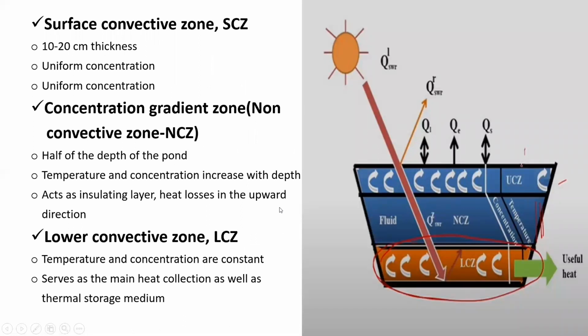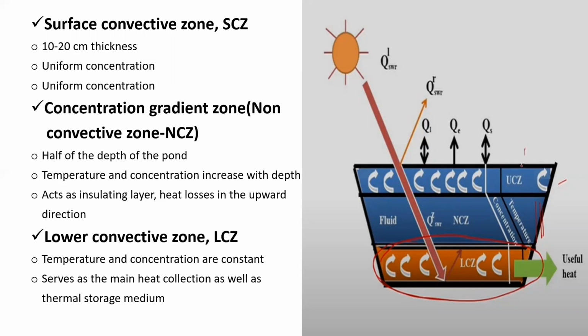In the non-convective zone, when we go downwards, the concentration and temperature always increase. There is no convection, so heat is maintained there, and it acts as an insulation layer almost, and prevents heat losses in the upward direction.